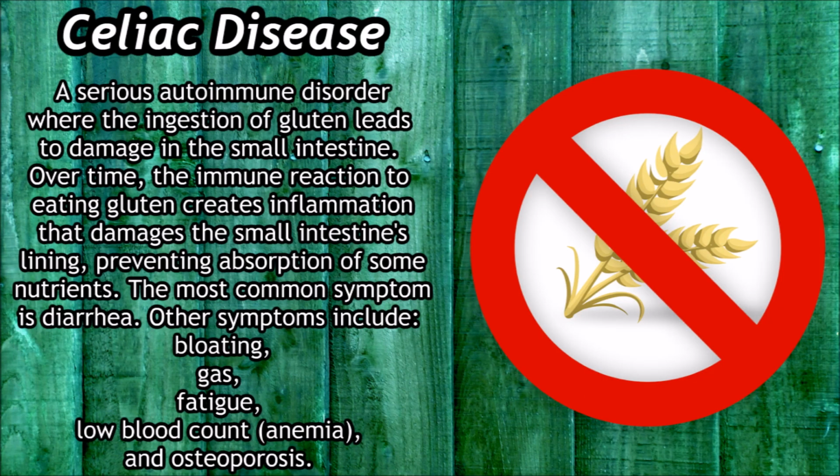Celiac disease, a serious autoimmune disorder where the ingestion of gluten leads to damage in the small intestine. Over time, the immune reaction to eating gluten creates inflammation that damages the small intestine's lining, preventing absorption of some nutrients. The most common symptom is diarrhea. Other symptoms include bloating, gas, fatigue, low blood count, and osteoporosis.